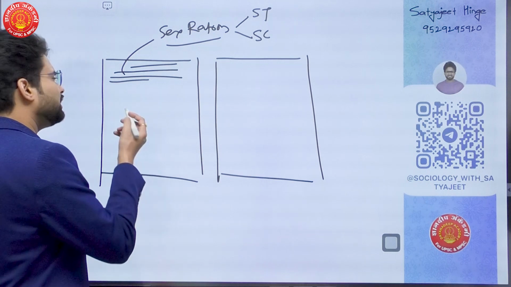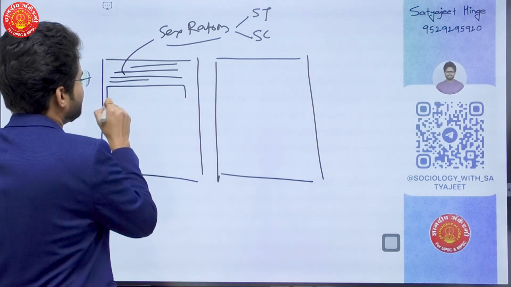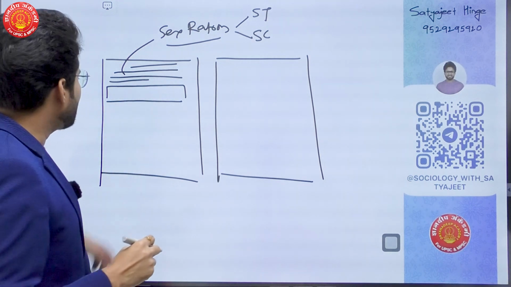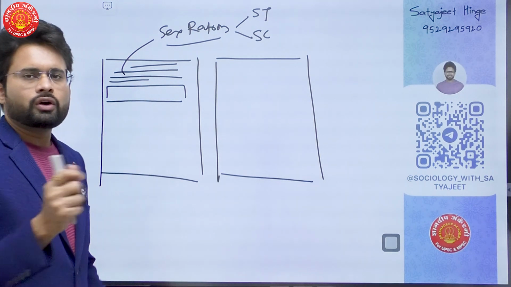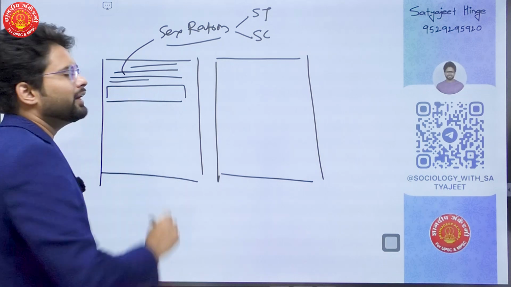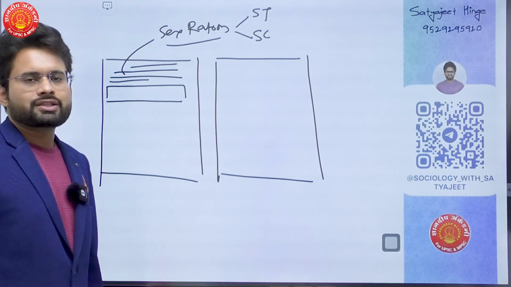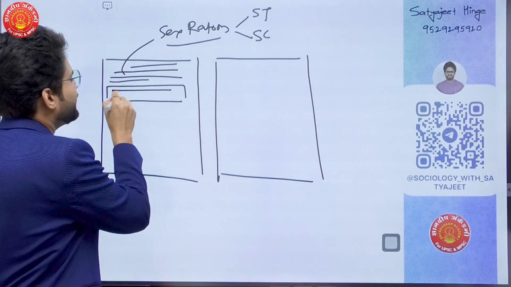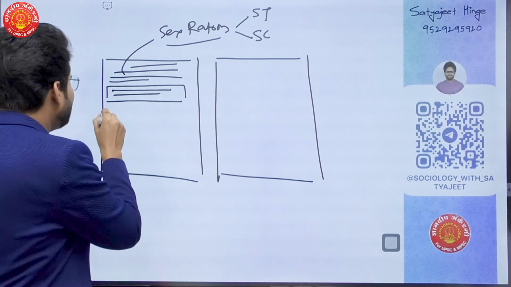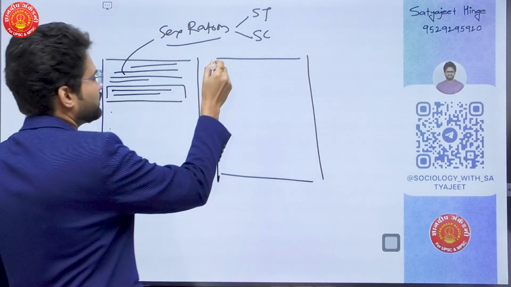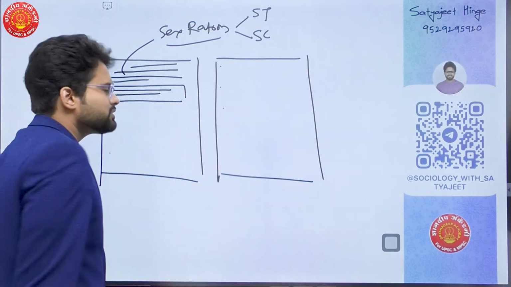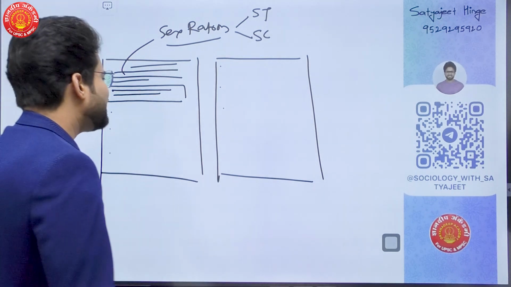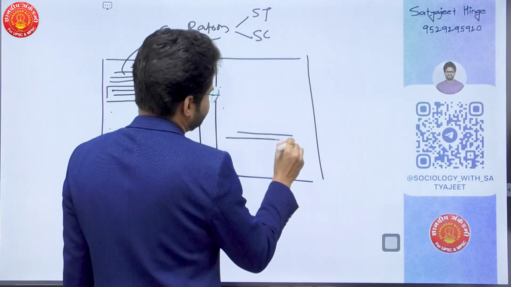Then after that, you can give a headline here: the reasons behind the low sex ratio among scheduled castes than scheduled tribes, or as they have asked, the reasons behind the higher sex ratio in tribes than scheduled castes. Just mention here the reasons behind the higher sex ratio in tribes than scheduled castes. Then start your content, arguing and justifying why these scheduled tribes have a higher sex ratio than scheduled castes. And lastly, you can conclude here.